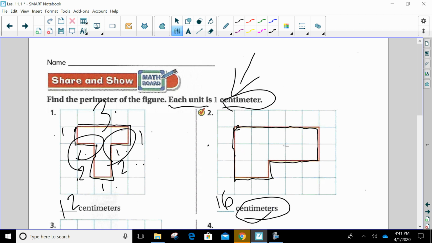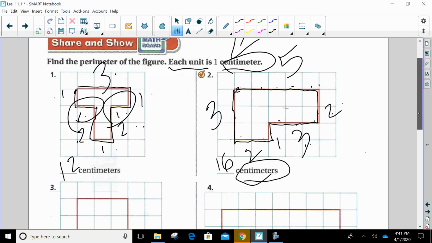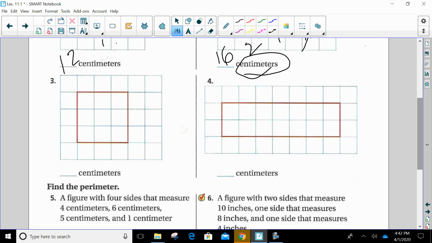So let's also do it the other way. 1, 2, 3. It's 3 centimeters. 1, 2, 2 centimeters. 1, don't forget that. 1, 2, 3. 3 centimeters. 1, 2, 2. 1, 2, 3, 4, 5. 5. 2. Now let's count them up. 5 plus 3 is 8, 9, 10, 11, 12, 13, 14, 15, 16. It works.